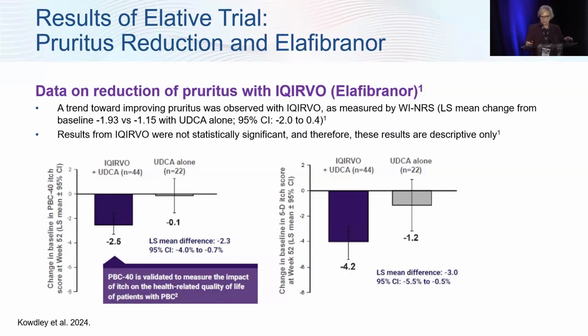But we have 2 new choices in the world of PBC, and this is the results of the ELATIVE trial with pruritus reduction in elafibranor. While there was a trend towards improving pruritus with elafibranor as measured with the NRS scale from baseline, the results were not statistically significant, and therefore these results are only descriptive by nature. They also saw a nice improvement using the PBC-40 itch tool and the 5-D itch score. And I think there's going to be more data surrounding their itching results to come at AASLD.